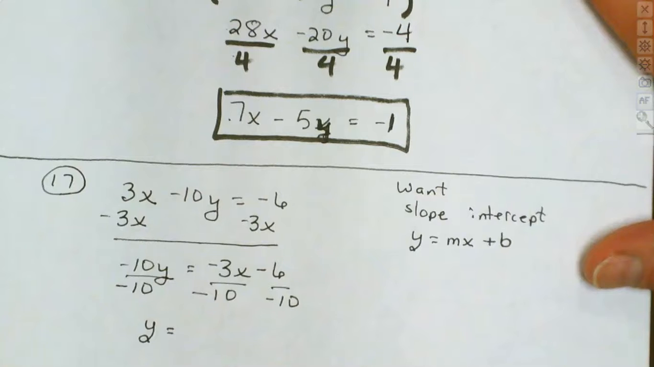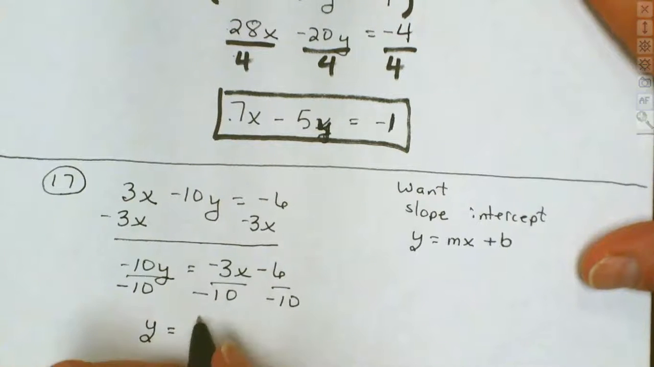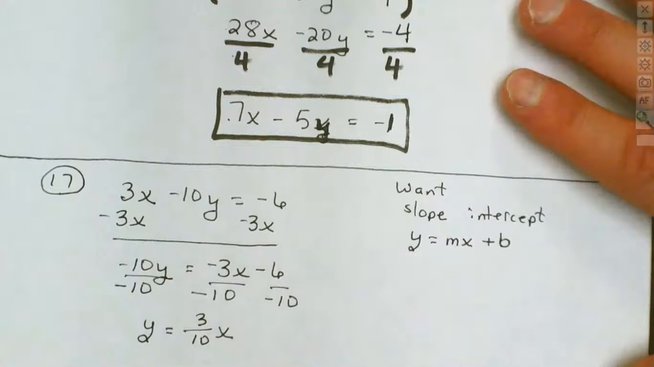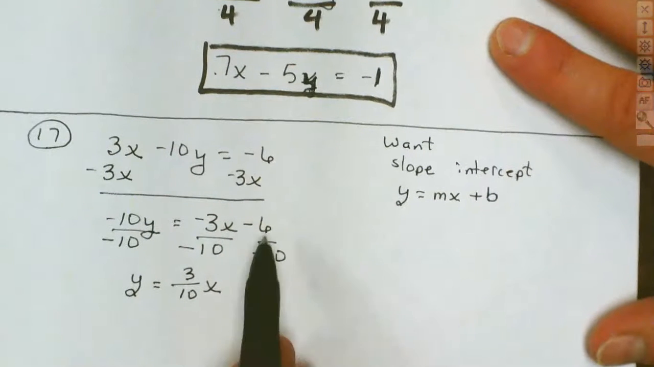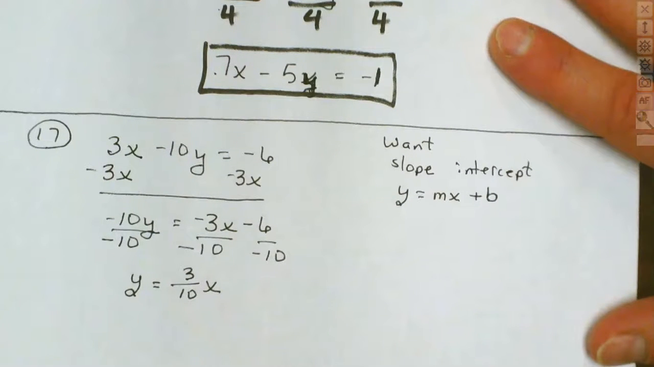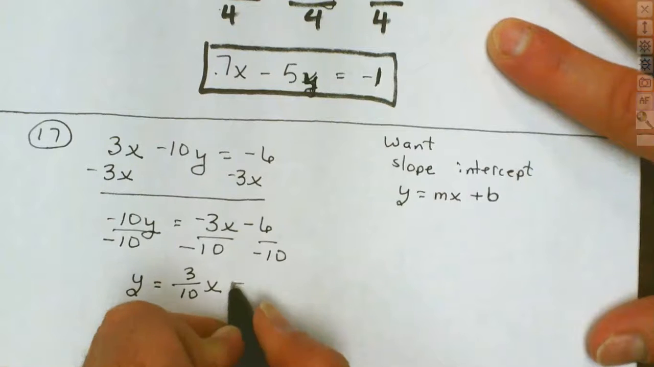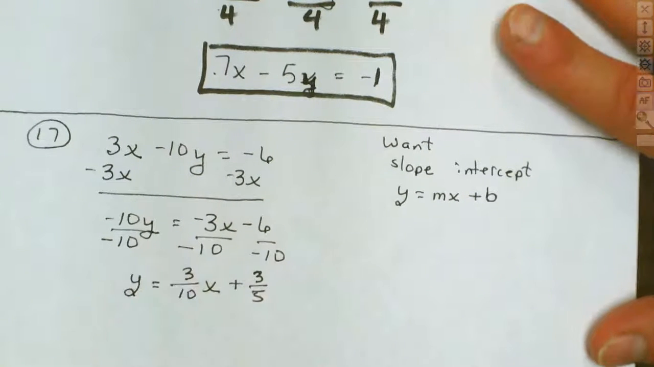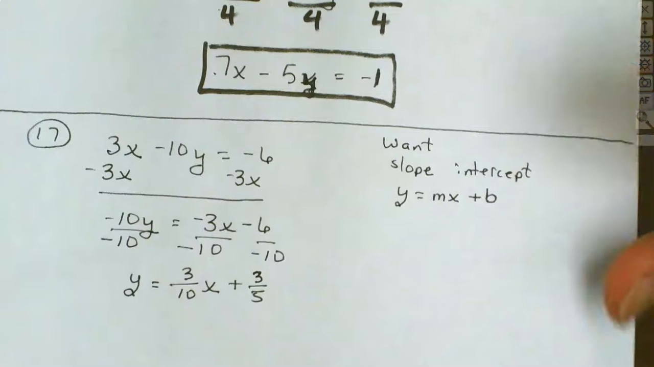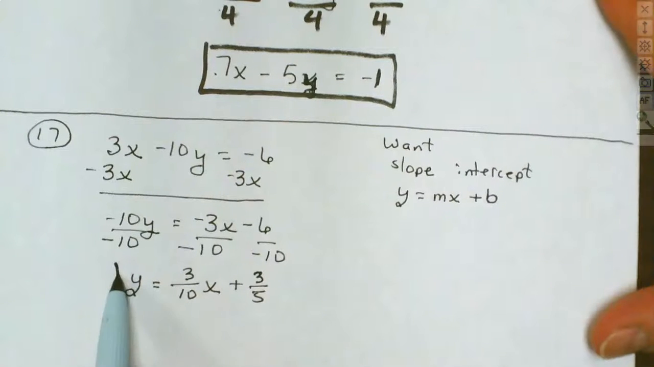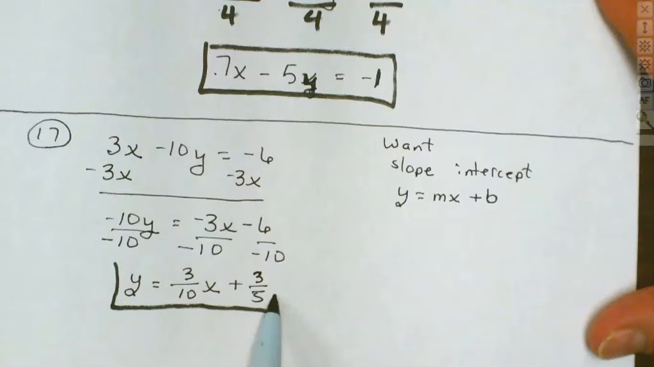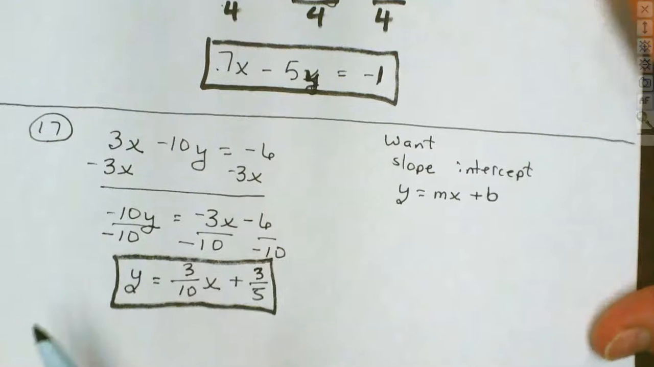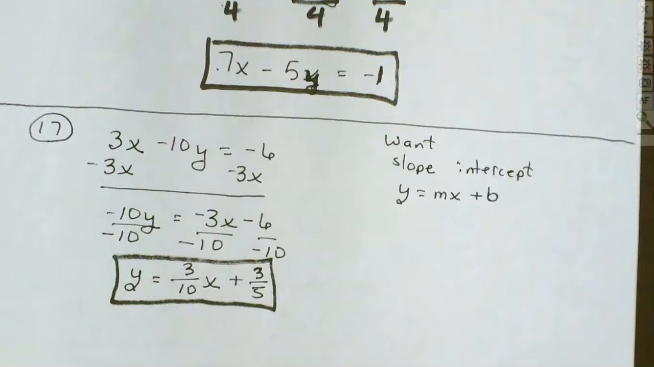Y equals now, negatives cancel. So that's positive 3/10 x there. The negatives cancel, and 6/10 reduces down to 3/5. So there's your final reduced answer. So make sure that you reduce that 6/10 down. So when you get an answer, you've got to make sure that you cannot reduce those fractions.